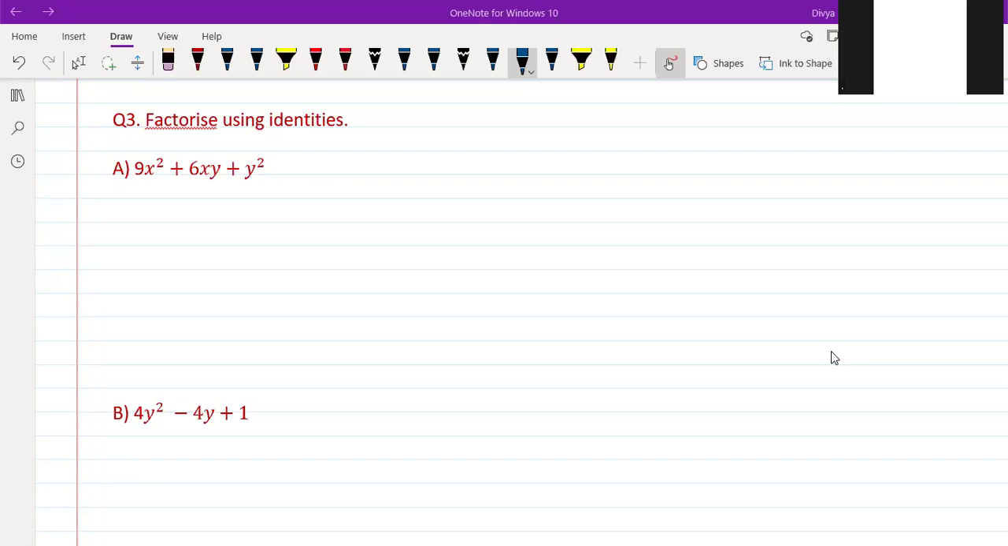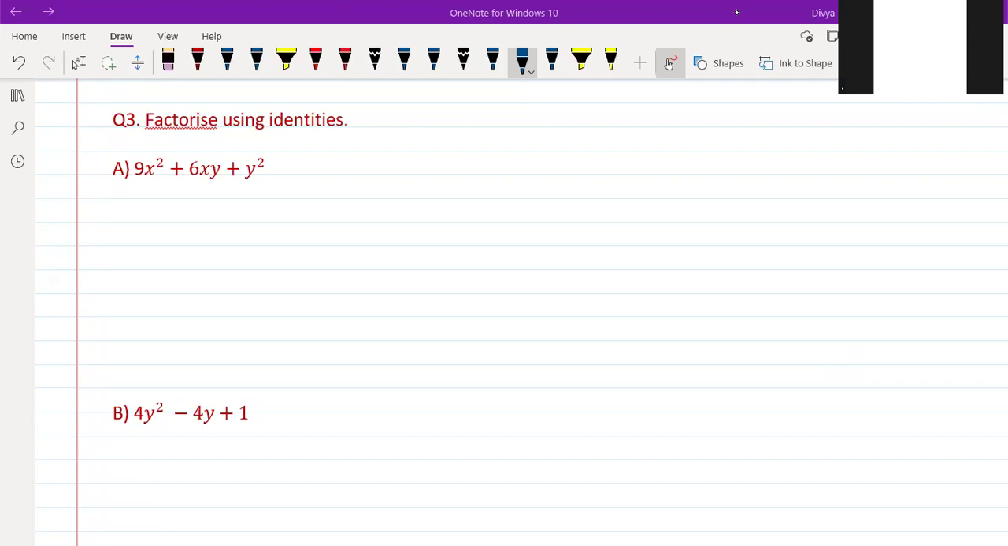Welcome back, children. I am there with you with the next question of the same exercise, exercise 2.4. Question number 3 says we have to factorize using the identities. Now let's look at the very first part. It is 9x square plus 6xy plus y square.